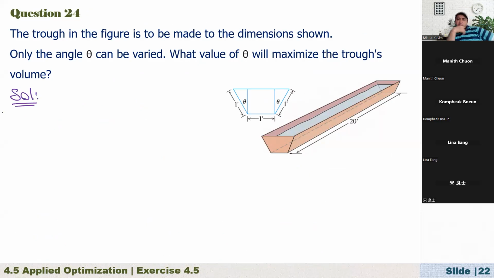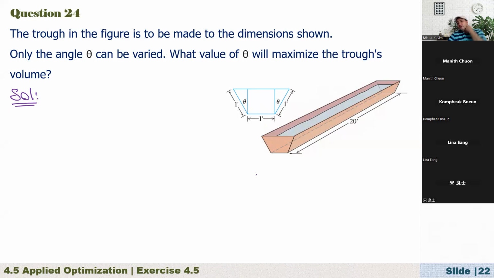The trough in the figure is to be made to the dimensions shown. Only the angle theta can be varied. What value of theta will maximize the trough's volume? Now, see here the length, it is 20. Maybe it is inch or meter or centimeter. Let's say it is meter. And it is base area, right? This actual cross-sectional area, it must be like this. Okay, 1, 1, and theta 1.